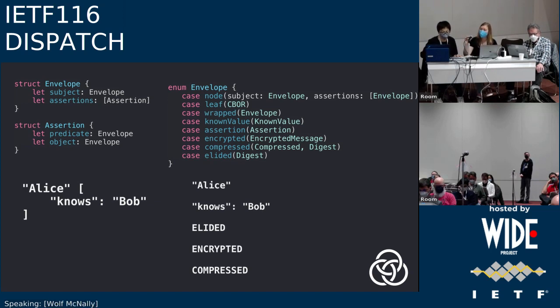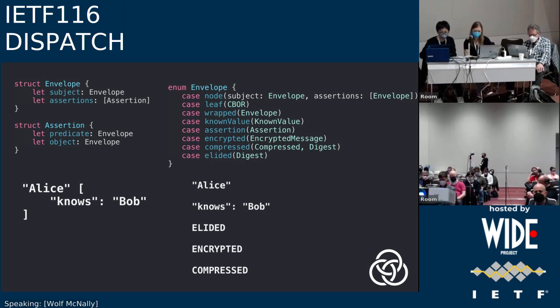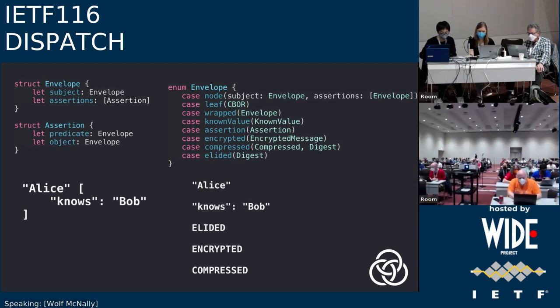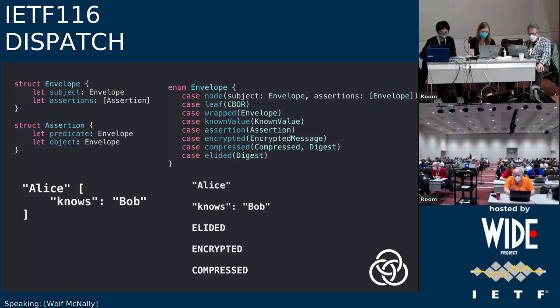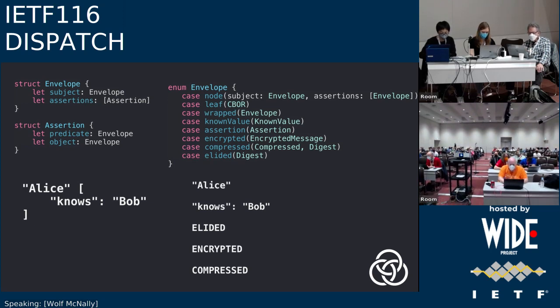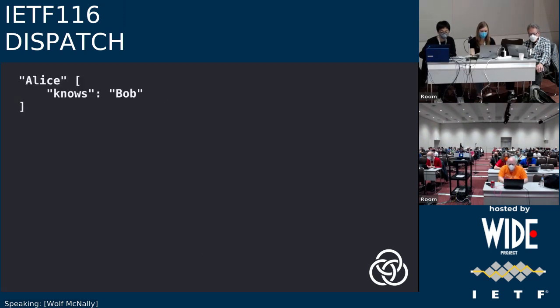Okay, so because this is an enumerated type, we can have standalone assertions, as you can see where this is knows Bob. We can also have envelopes that are simply elided, encrypted, and compressed. And I should note in passing that because this is CBOR, our structure is very tight. For example, to encode a UTF-8 string like hello world, which of course UTF-8 is the standard for CBOR, requires 1 byte for that header and then 2 bytes for the envelope header. So 3 bytes overhead gives you an envelope which contains nothing but a UTF-8 string.